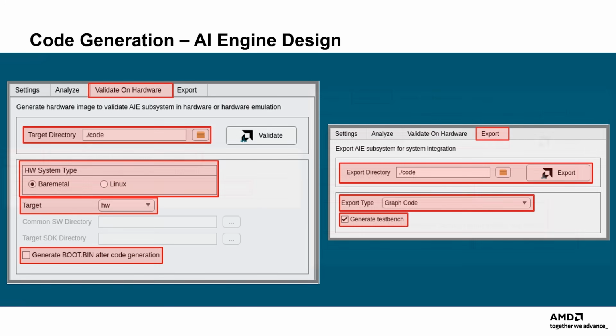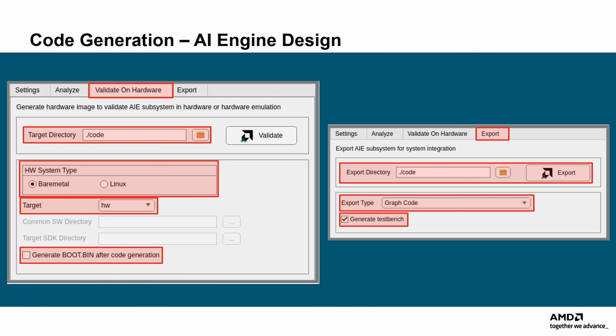The Validation on Hardware tab includes the following options. Target directory specifies the work directory for performing the actions in the tab. Hardware system type allows you to choose between a bare metal or Linux hardware validation flow. The target option specifies the target for the hardware validation flow. It can be hardware or hardware emulation. You can also choose to generate a boot.bin file for a bare metal hardware system or an SD card image for a Linux hardware system after code generation.